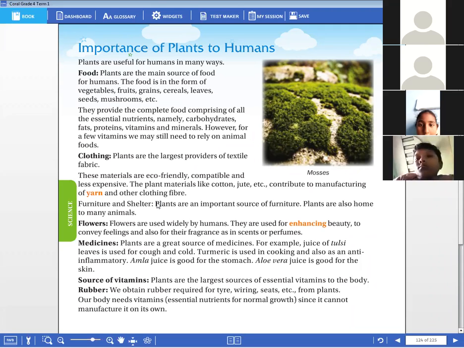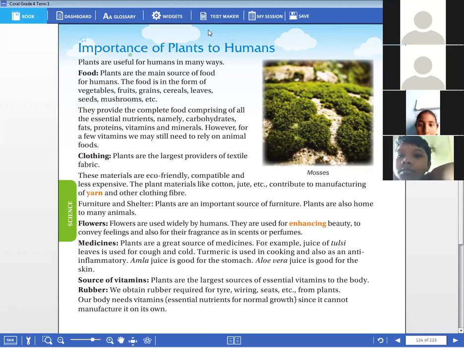And coming to rubber, we obtain rubber required for tires, wiring, seeds, etc. from plants. Our body needs vitamins, essential nutrients for normal growth, since it cannot manufacture them on its own. We need vitamins, children, for the growth of our body. Our body can't produce the vitamins.